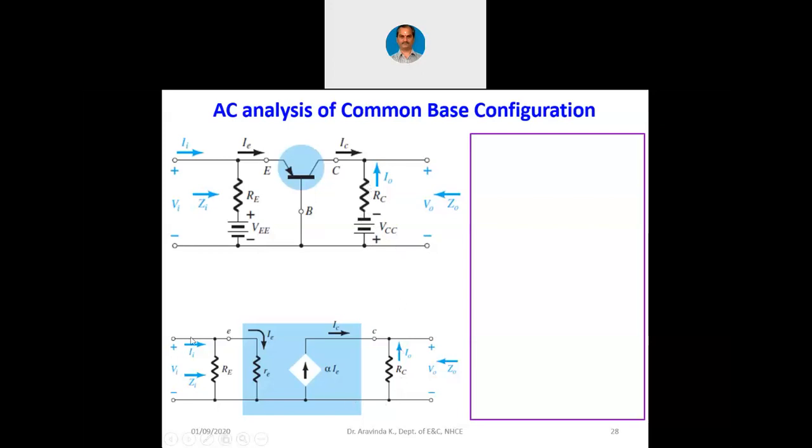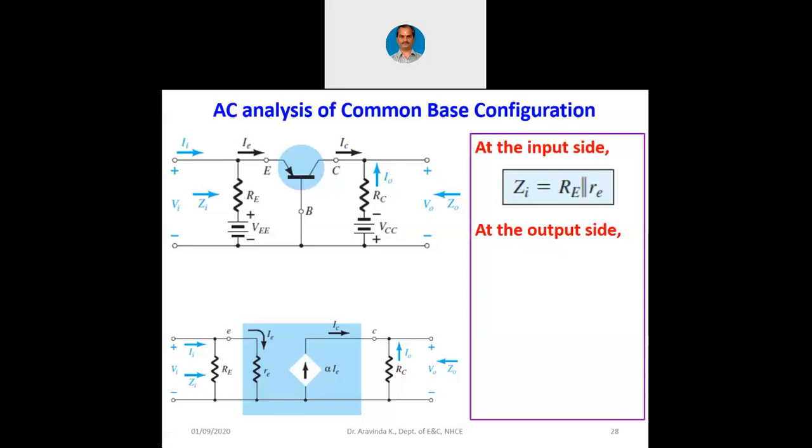Now, looking at this AC equivalent circuit of common base configuration, we can directly write an expression for Zi. At the input side, Zi is capital RE in parallel with small re. Now, at the output side, Zo is RC itself, unless Ro is given. If Ro is given, that means the output resistance between collector and base, then we can substitute that in parallel with RC.